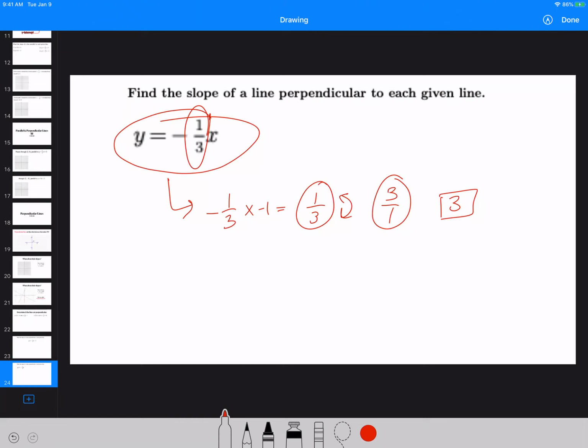Okay, so today you'll have a quick assignment on perpendicular slopes and things of that nature.